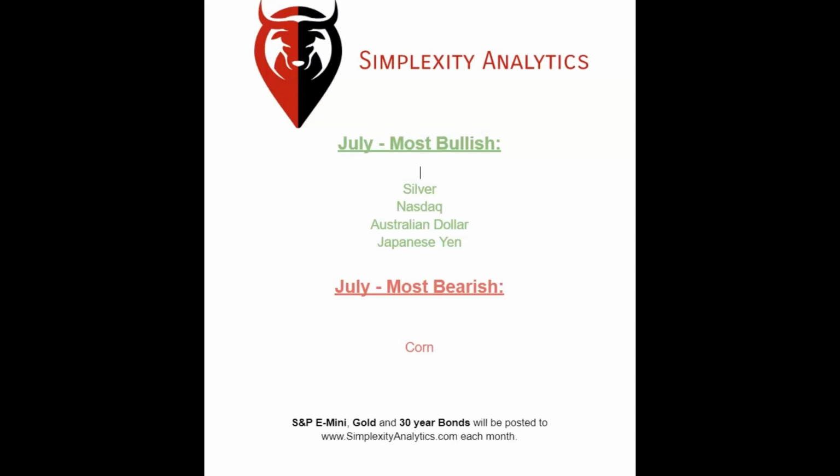This month we have four markets that are the most bullish, and that is silver, Nasdaq, Australian dollar, and the Japanese yen. One market is the most bearish in July, and that is corn. We're going to highlight for this month the Australian dollar and the Nasdaq, and then as our third market, as always, we will cover the S&P E-minis.